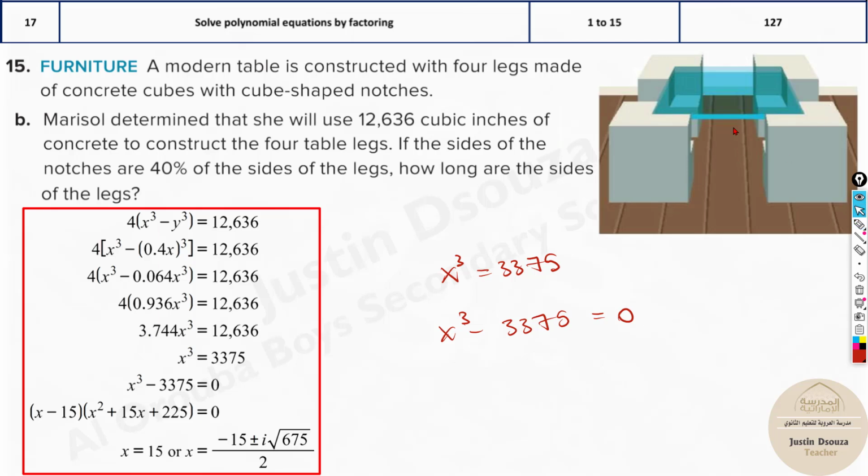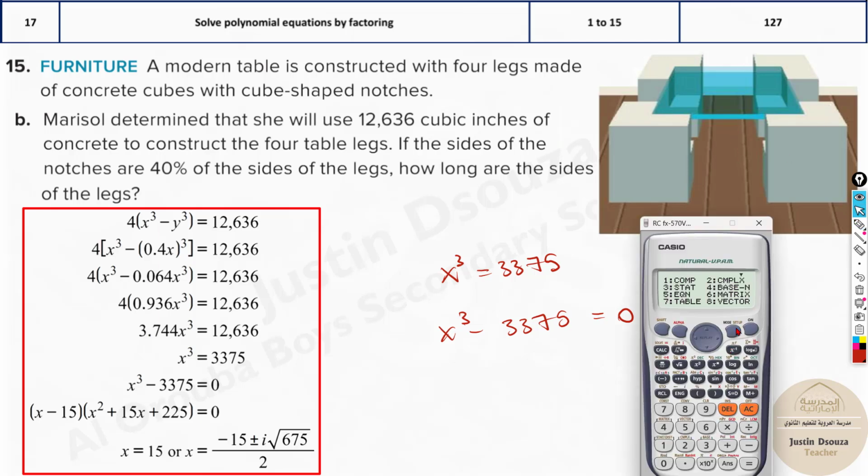Now here, let's use the calculator. Let's go to mode, 5, and since it's cubic, let's go to 4. What is the coefficient of x cube? It's 1. But there is no x square and there is no x term, and there is only 3375. That is the constant term. Now, if we solve it, 15, yes, is one correct answer, but you can see there are imaginary numbers over here. Imaginary numbers are always conjugate pairs. An imaginary number doesn't come as one, it will come as two answers. So they are plus and minus. So those are the other answers.